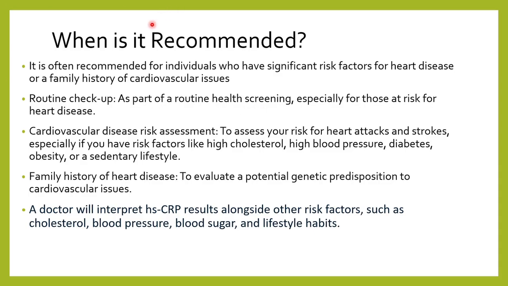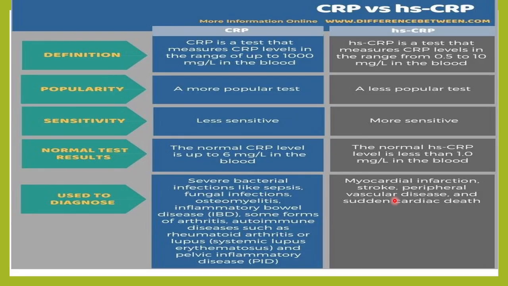So this hs-CRP is recommended for individuals who have significant risk of developing heart disease. They have a family history of heart disease, or they have cardiovascular issues. In a routine checkup, you find that the patient is obese and has high cholesterol. There is a risk for developing heart disease. For such patients, we order this hs-CRP and correlate it with the lipid profile, past history, and other risk factors like obesity, diabetes, lifestyle, habits, etc. And then we calculate the cardiovascular risk for such a patient. hs-CRP mainly is used to assess the cardiac risk.